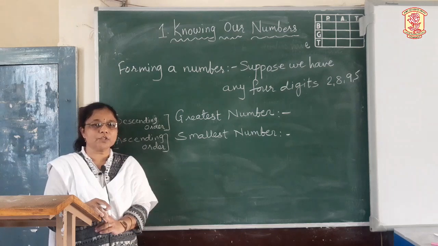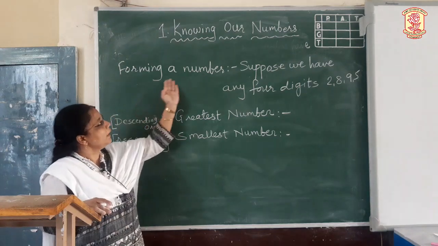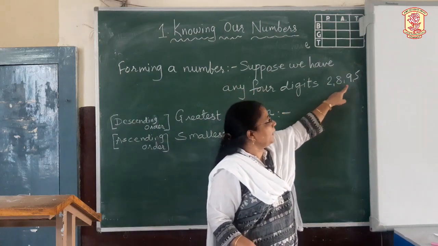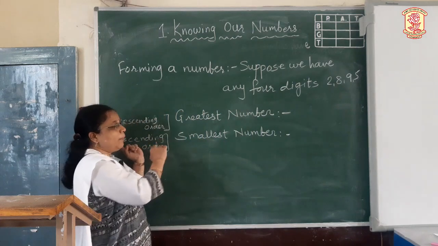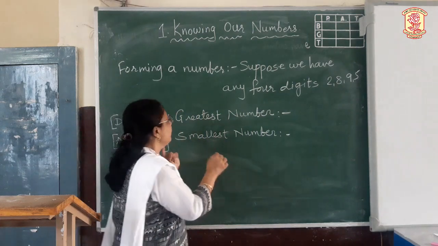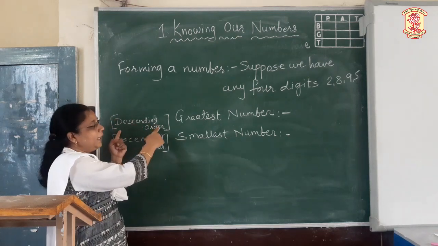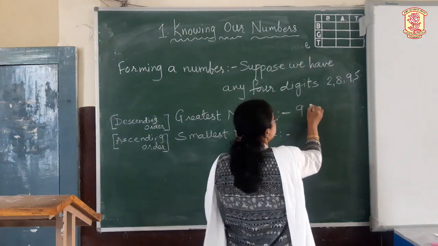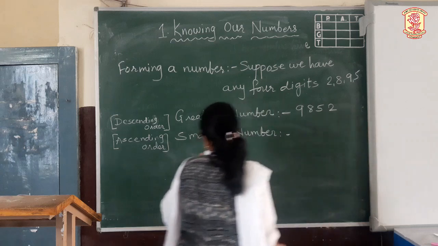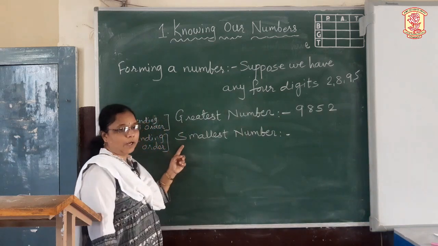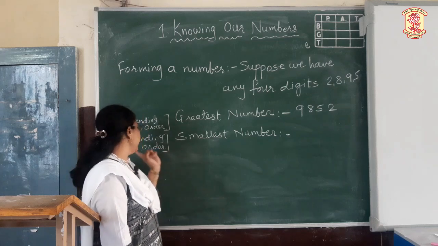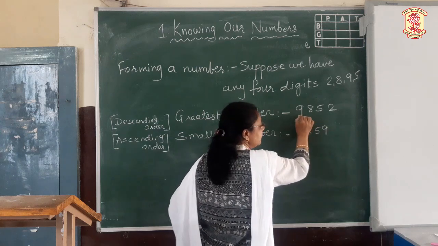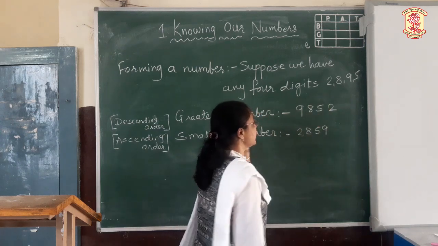Our next point we are going to study, that is forming a number. Suppose we have any 4 digits. I have taken here 2, 8, 9 and 5. To form the greatest number from these 4 digits, we have to arrange the digits in descending order. 9, 8, 5, 2. To form the smallest number using these 4 digits, we have to arrange them in ascending order. 2, 5, 8, 9.